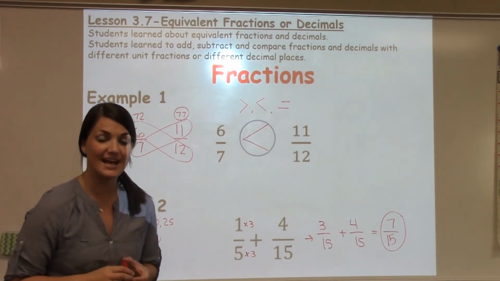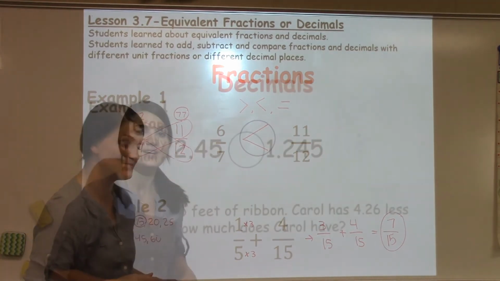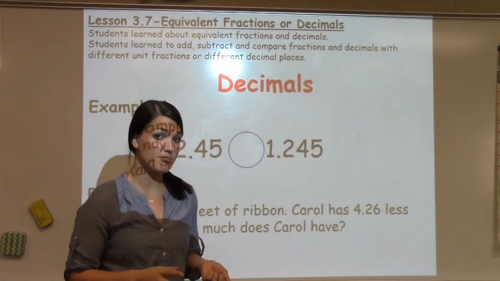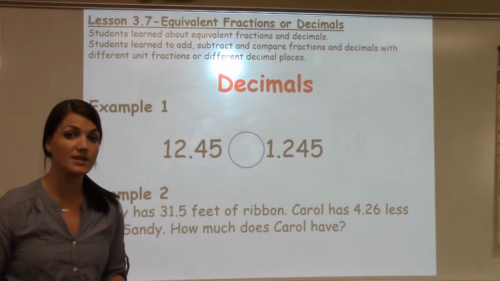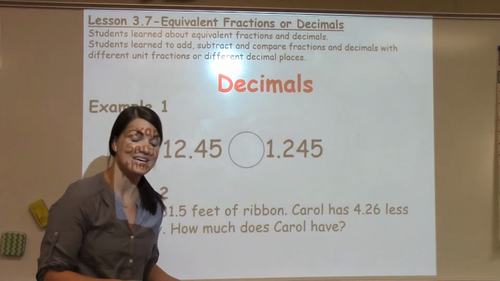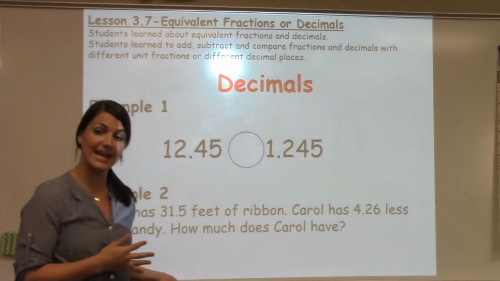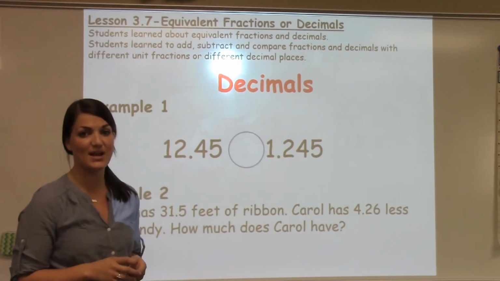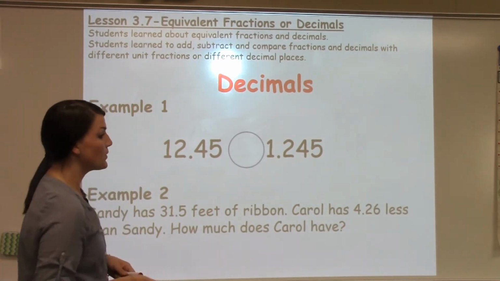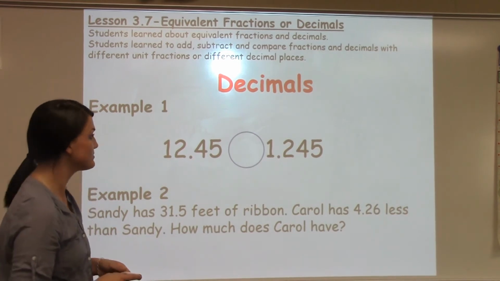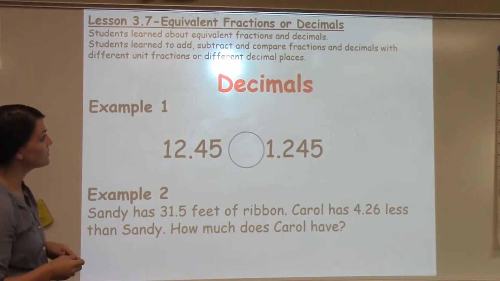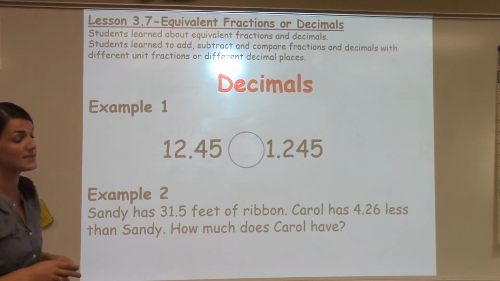Alright, we're going to take a look next at how to work with decimals. So this is the second part of lesson 3.7's Math Moment. Today the students learned about equivalent fractions and decimals, and also how to compare fractions and decimals, and add and subtract fractions and decimals. In the segment before, I talked all about fractions, how to compare and add and subtract, and right now I'm going to review how to do that with decimals.